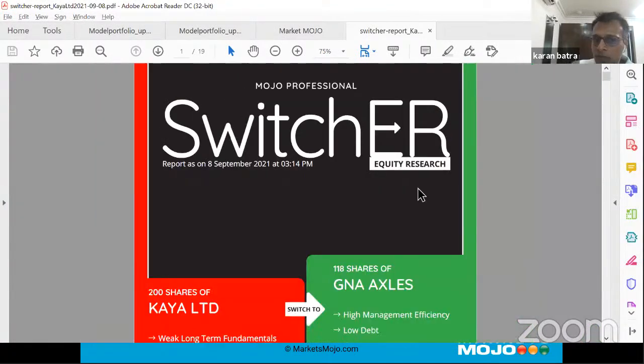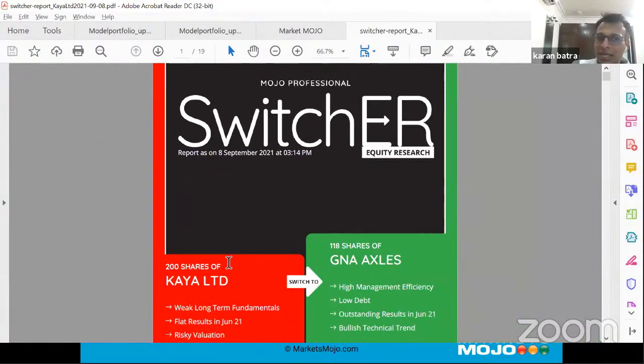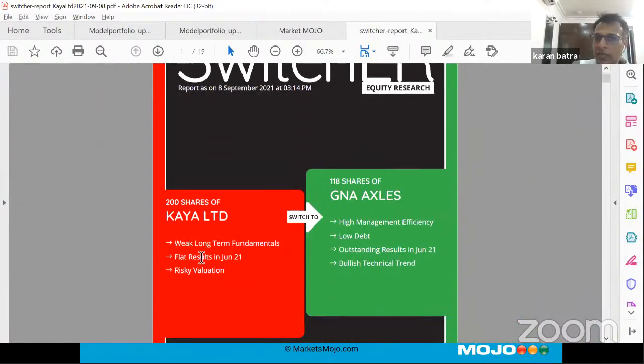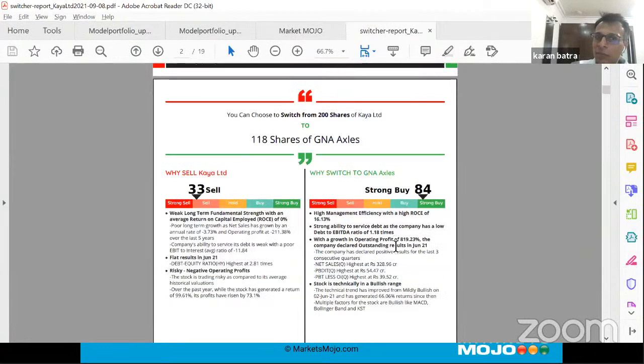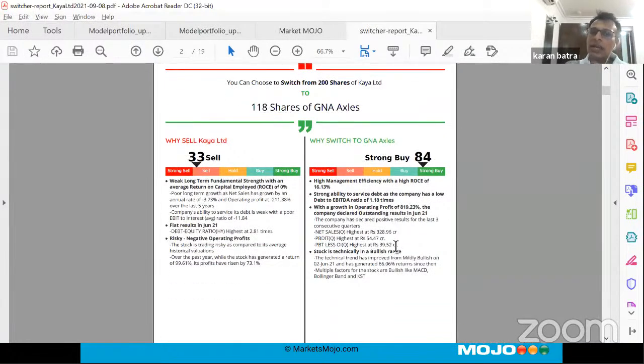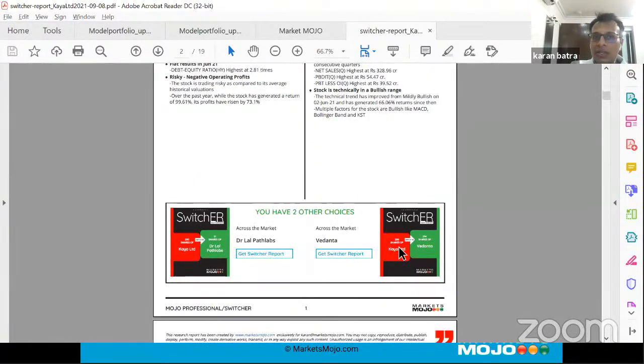So this is the report that got generated. Why exit Kaya? Because flat results, risky valuation, weak fundamentals. On the other hand, GN Axel has high management efficiency, outstanding results, bullish technical trends. This is the switch report. It's a comparative report of what's not working in Kaya and what is working for GN Axel.